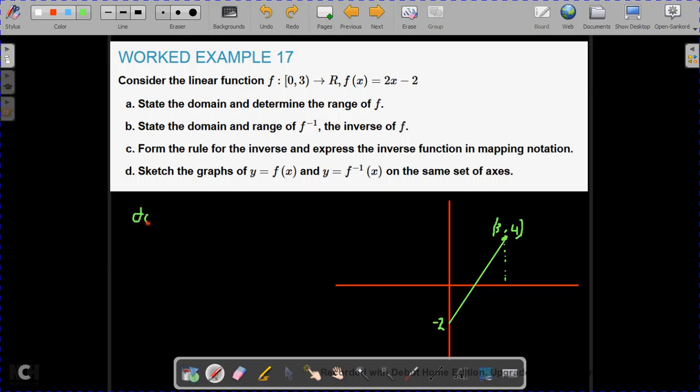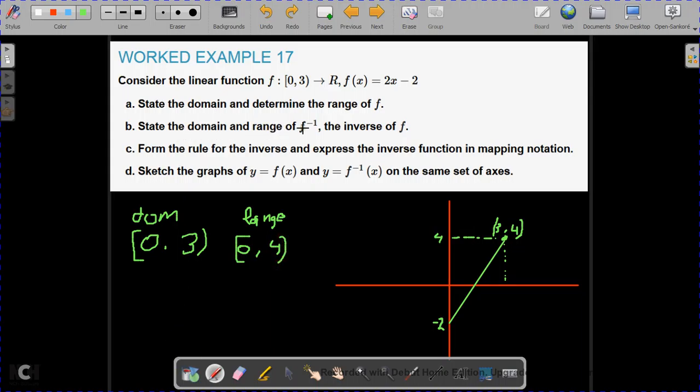So our domain is going to be from 0 to 3, not including, but we do include that one. Now our range goes from minus 2 up to 4, so including minus 2, and it goes up to 4, not including.